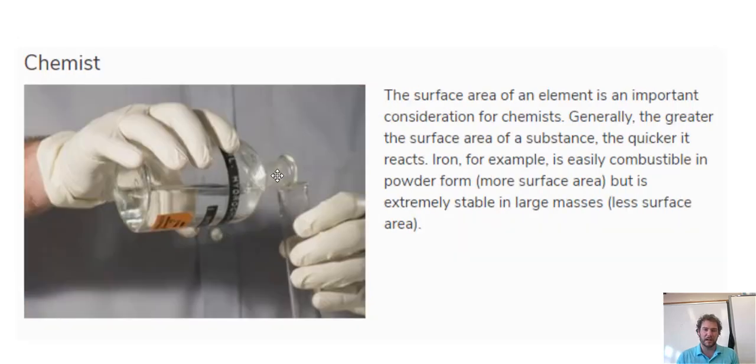Chemists need to use surface area. Reaction rates and rates of dissolving all rely on surface area. The more surface area, the faster something will react. So if I think about mixing a teaspoon of sugar into a coffee versus a sugar cube, the teaspoon of sugar will dissolve faster because there's more surface area. Well, the same thing is true for chemicals or reactions, like iron. Iron shavings are very reactive, but a massive piece of iron is not.